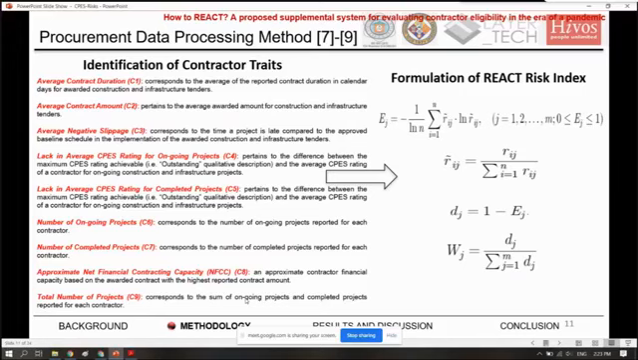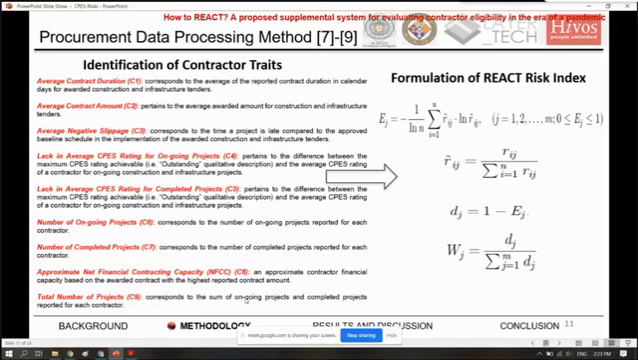We identified 9 contractor traits that we think are essential to look into in order for us to characterize a specific contractor. That is shown on your screen, C1 to C9. C1 is the average contract duration, the average contract amount, average negative slippage, average CPES rating for ongoing projects, average CPES rating for completed projects, number of ongoing projects, number of completed projects, and then approximate net financial contracting capacity, or the NFCC, and finally the total number of projects.